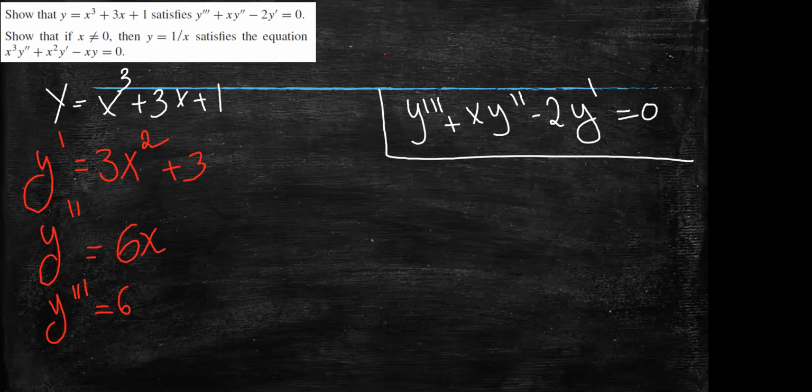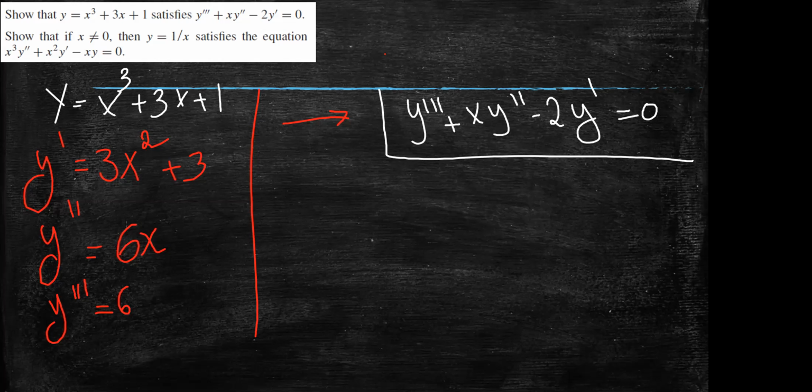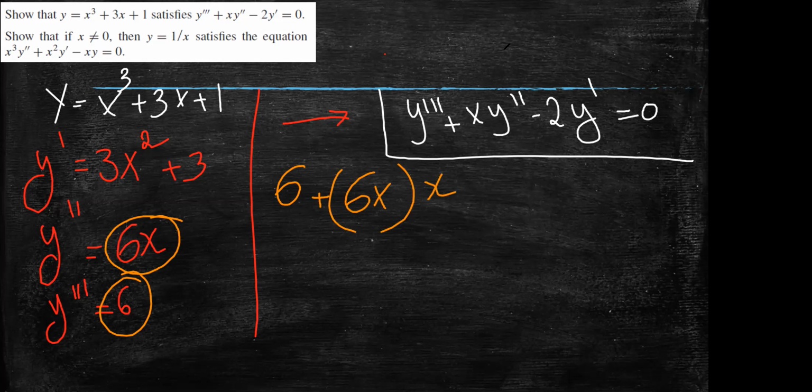Then the second step, I try now to check if this satisfies this equation or no. Now, where's my third prime? This one. Let's change the color now. 6 plus x y double prime, this one, which is 6x times x minus 2 times y prime. Where's y prime? It's 3x squared plus 3.